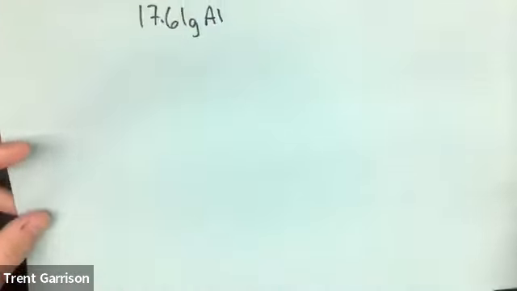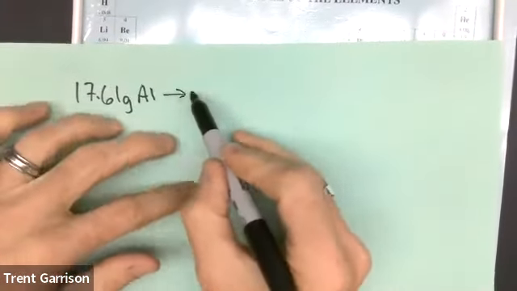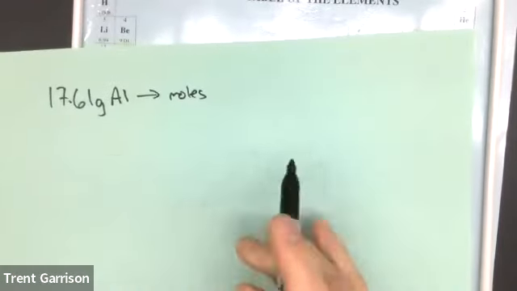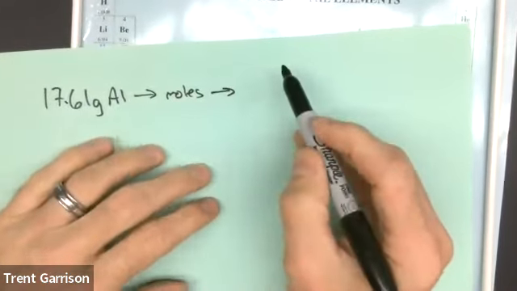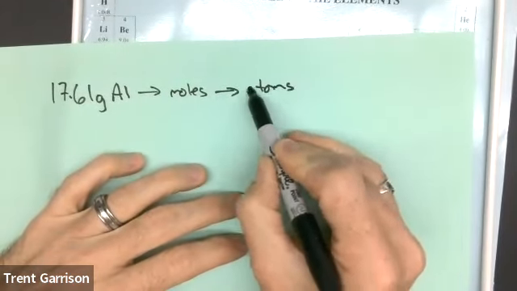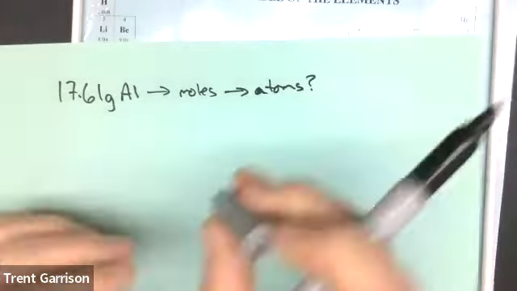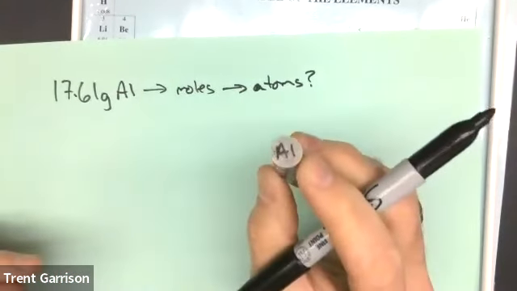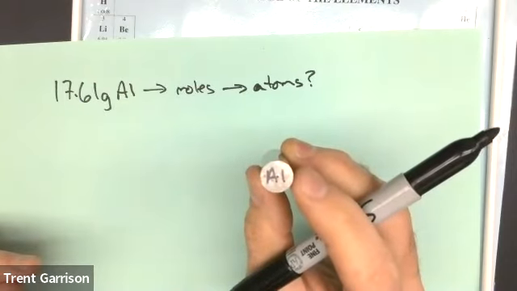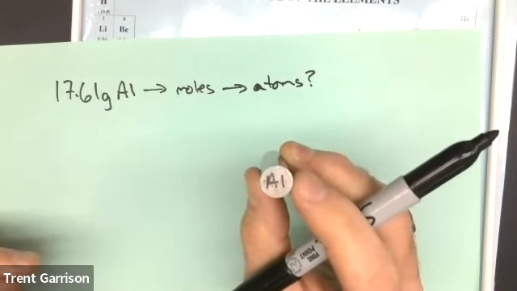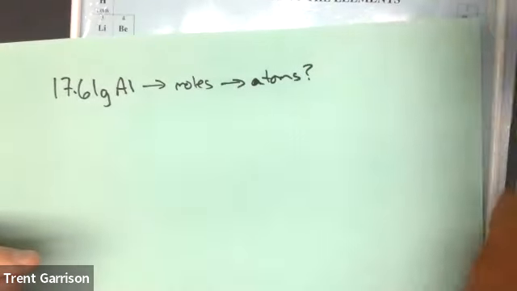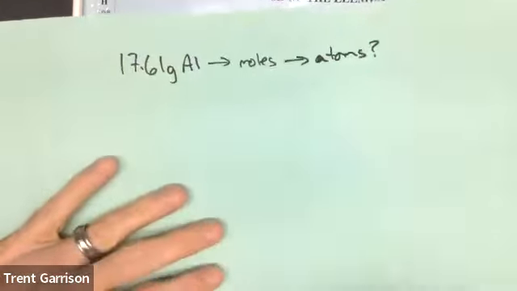My goal now is to convert grams into moles and then convert moles into atoms. How many atoms are there? If you didn't know that, this is not for you, because that was yesterday when that was recorded. So how many atoms are in this bar of aluminum? We're going to figure that out. We're going to follow the mole map.